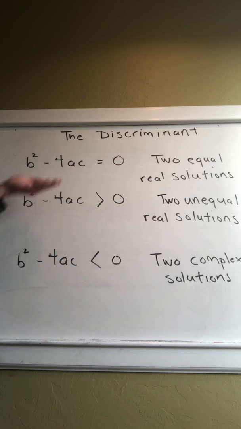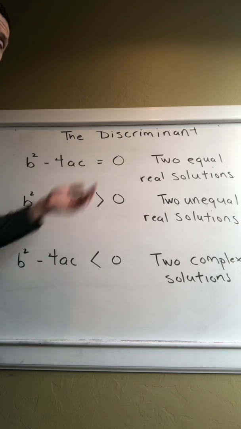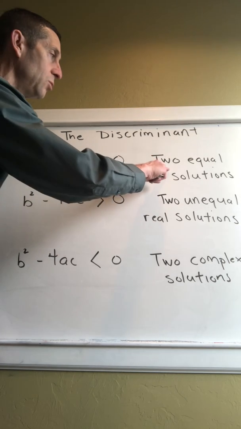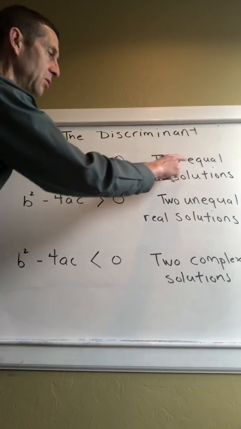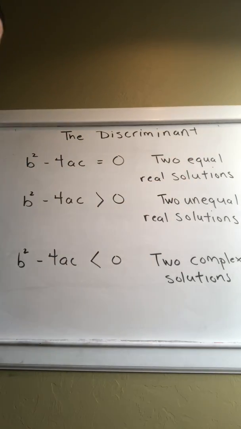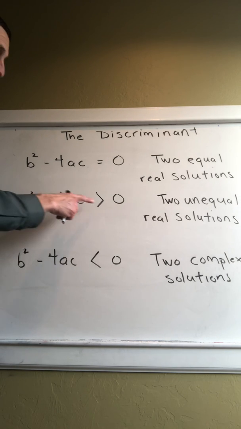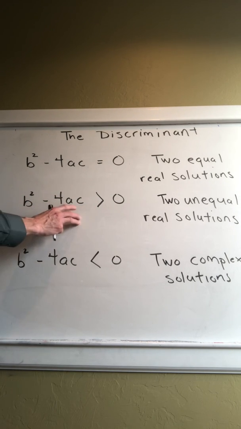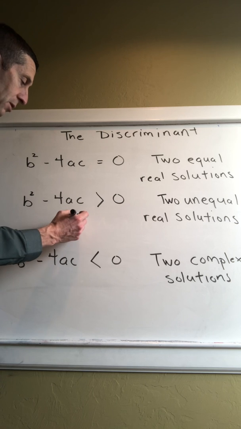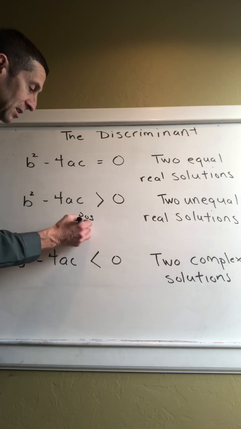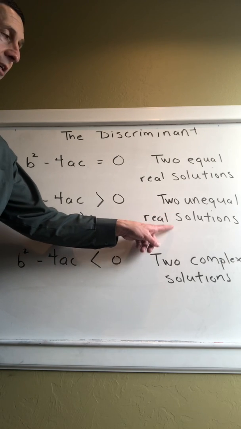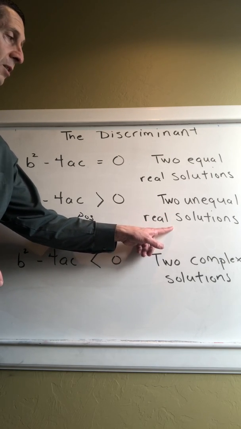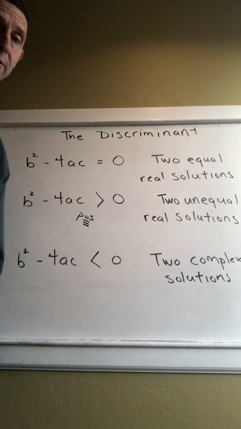So if you plug in values and your discriminant turns out to be 0, what you get are 2 answers that are actually equal to each other. So you'll have 2 equal real solutions. If your discriminant turns out to be greater than 0, in other words a positive number, that means you've got 2 real answers, 2 solutions that are not equal to each other.